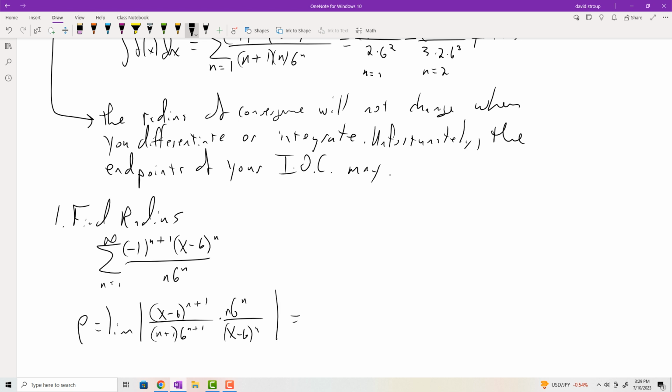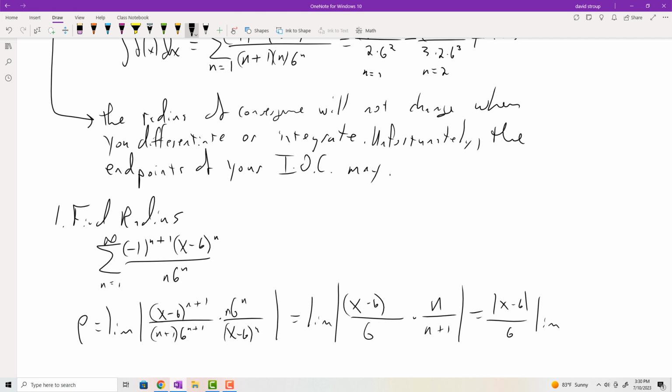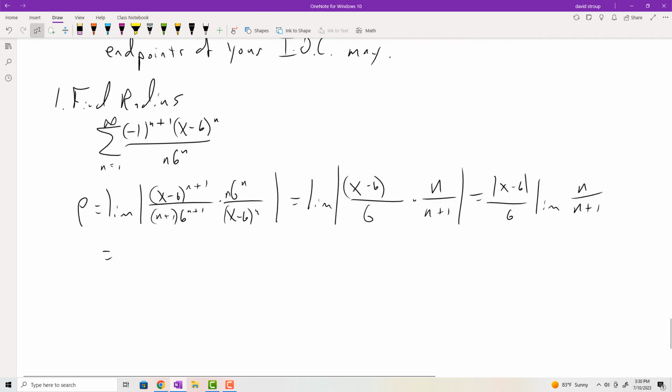Then you can use your rules of exponents to simplify. So I get the limit of (x − 6) to the n + 1 − n, which is just the first power, divided by 6 to the first power, and then we have this n all over n + 1. I can factor out anything not dependent on n, so I'm going to move that x − 6 out of the limit, and you have to keep the absolute values on the variable part. The absolute value in the denominator of 6 is just 6, so I could rewrite that. And then the limit of n over n + 1 is just 1. So we get the absolute value of x − 6 all over 6.